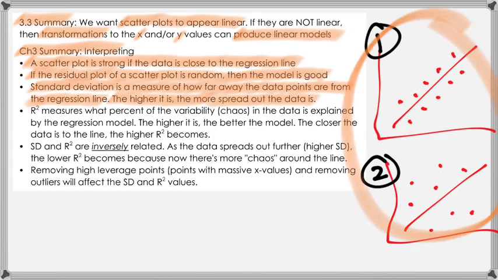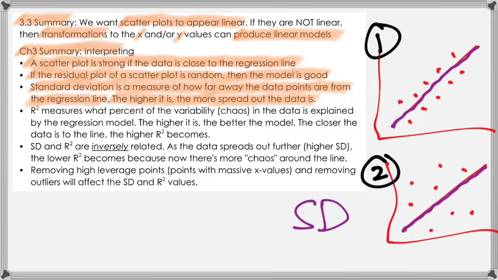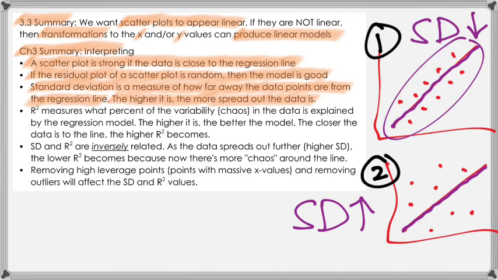Look at these 2 examples. Which one of them is going to have the higher standard deviation? And hopefully you arrived at number 2 because all of the data points are a lot farther from the regression line than in example number 1. So number 2 is going to have a standard deviation that is higher than the standard deviation of the first image, which is going to be a smaller standard deviation since all of the data points are really close to the line.